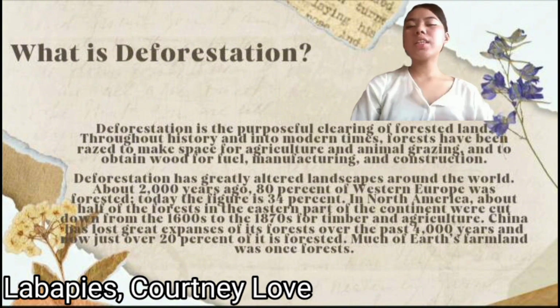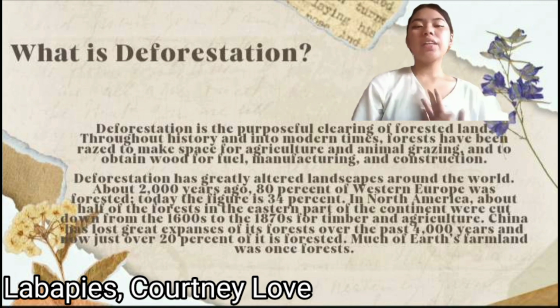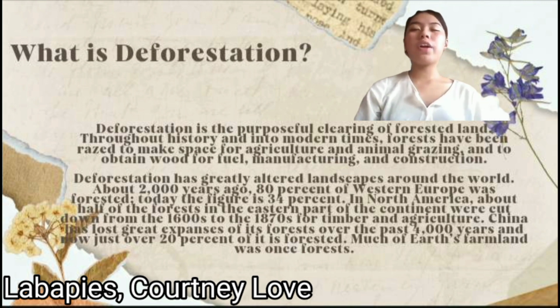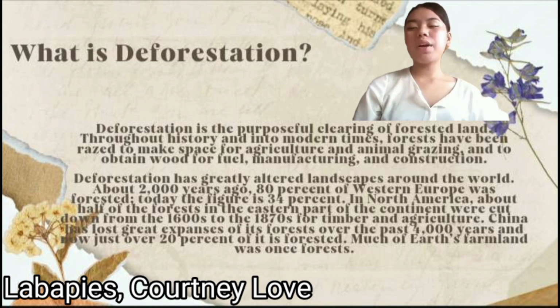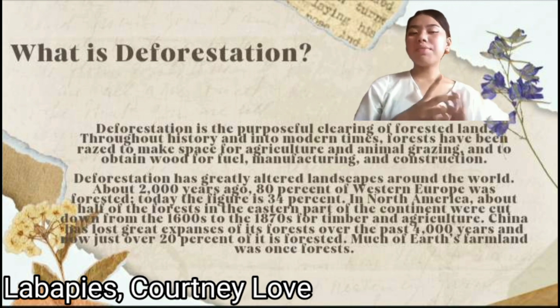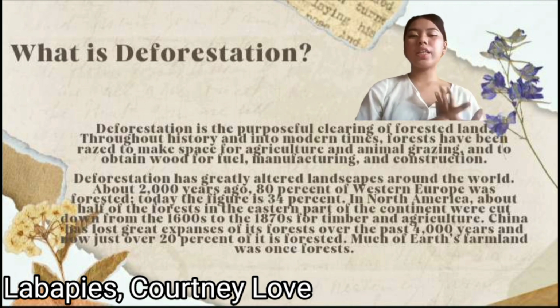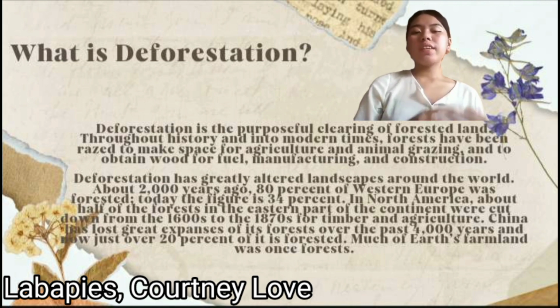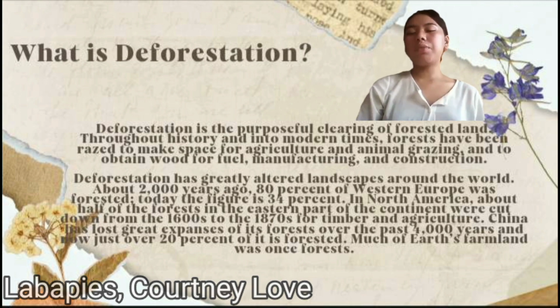About 2,000 years ago, 80% of Western Europe was forested. Today, the figure is 34%. In North America, about half of the forests in the eastern part of the continent were cut down from the 1600s to the 1870s for timber and agriculture. China has lost great expanses of its forests over the past 4,000 years, and now just over 20% of its land is forested. Much of Earth's farmland was forest.